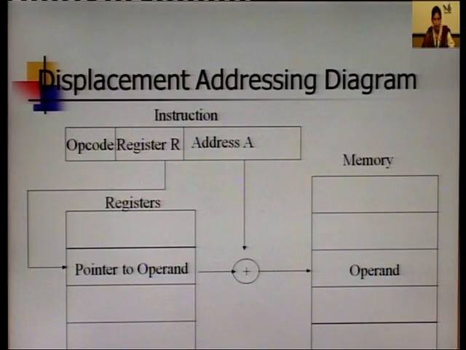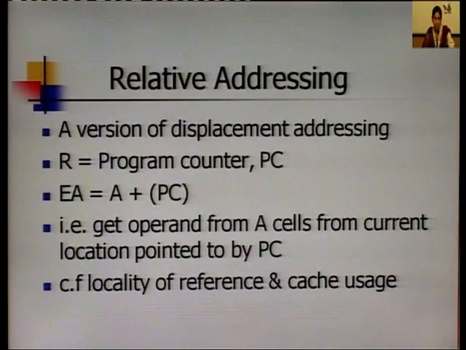First is the operation code. Second, in the second field there are two parts: first is register R, second is address A. The operation performed is that the register's address takes the pointer to the operand, and that address is added to the operand in the memory location, and this is known as displacement addressing mode.